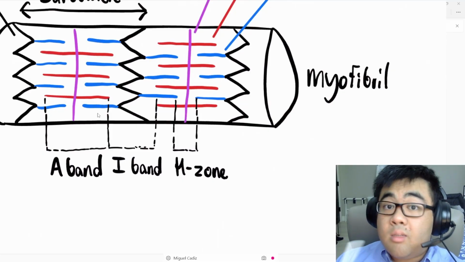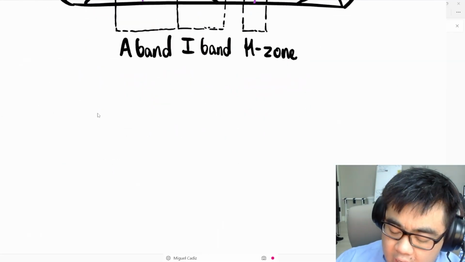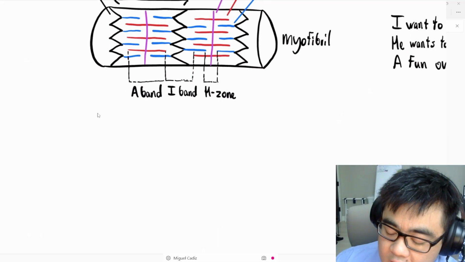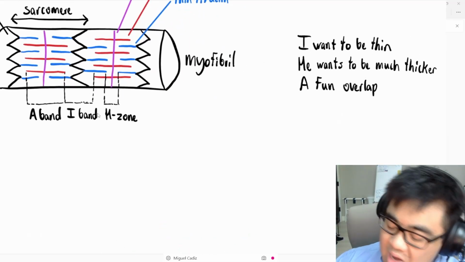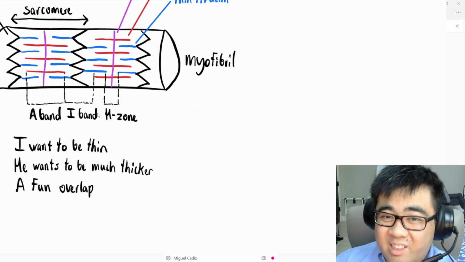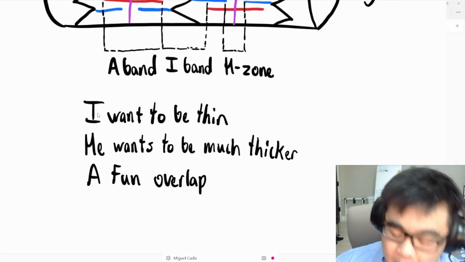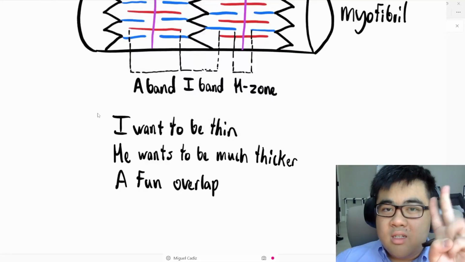That H zone disappears. One way that I remember all of these, because it might not necessarily be too intuitive, is I made a little bit of a haiku. I'm not really a poet, so it's not the best haiku, but I try my best. As you can see, the haiku is, I want to be thin.